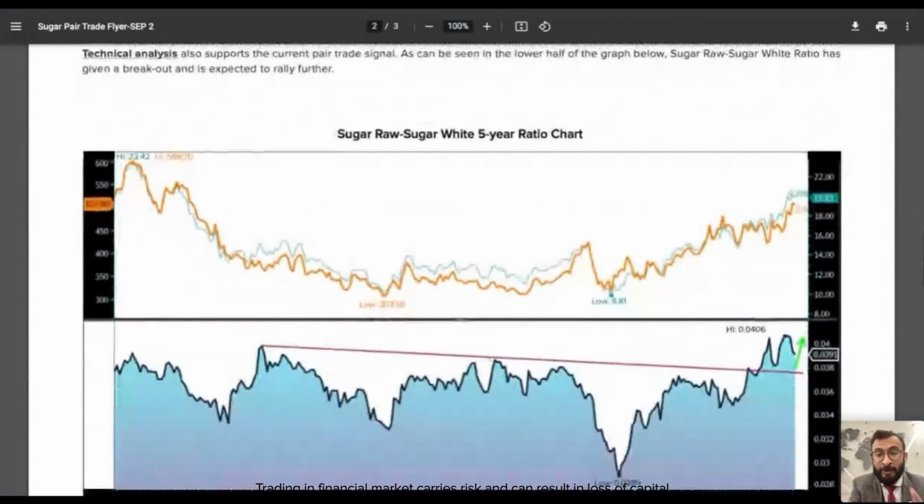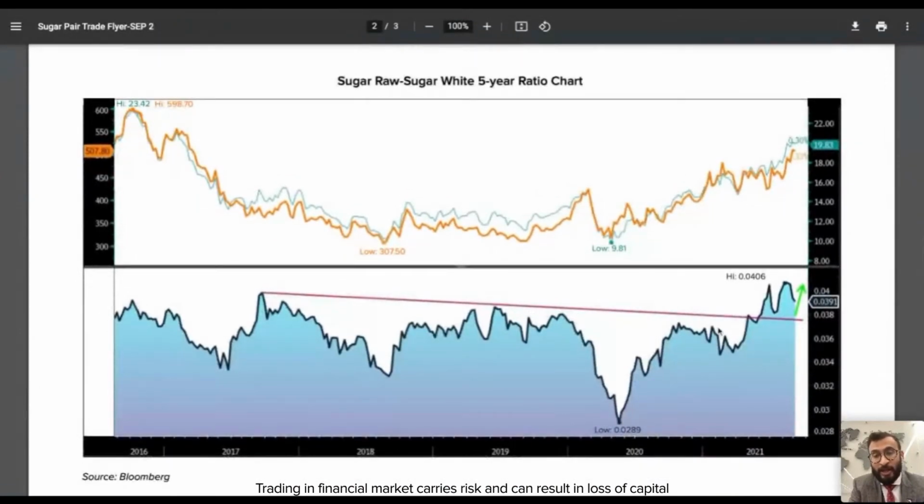And this is their ratio chart. I hope this is self-explanatory: there was a big trend going on, and now this resistance from 2017 to 2021 has been broken and the ratio continues to go higher. So again, guys, this is one of those trades which you start understanding from a different perspective.